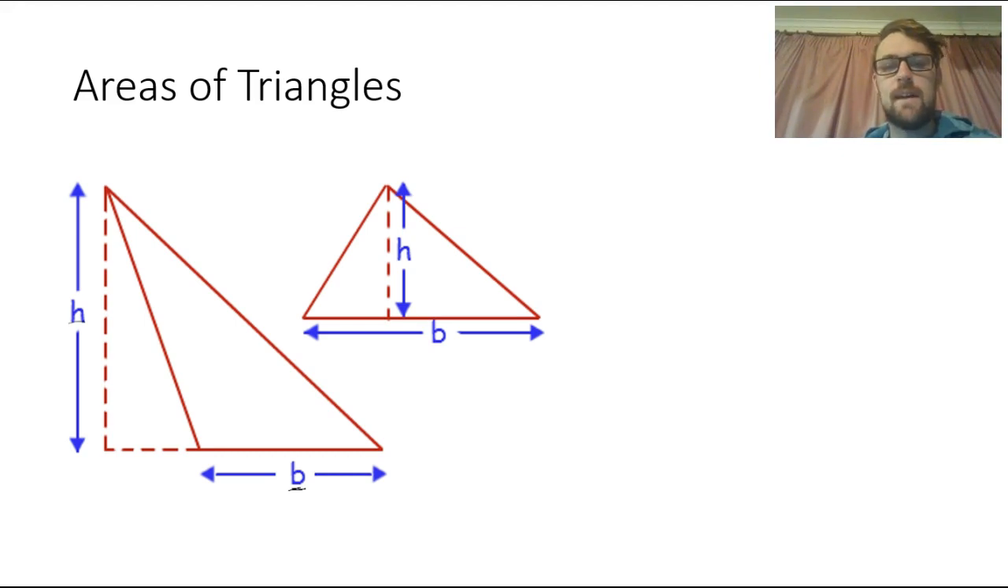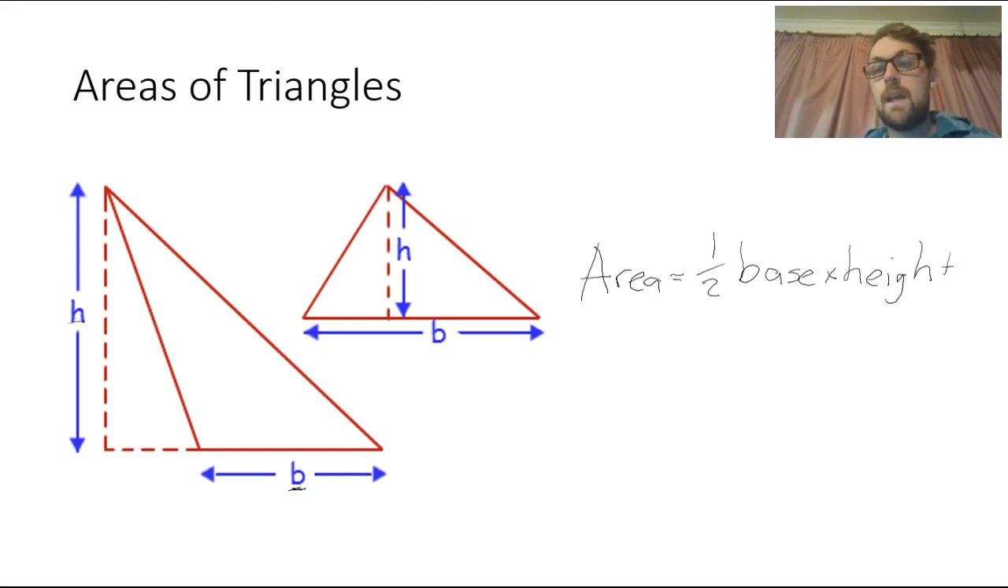So the dashed lines are not part of the triangle, just the solid red lines, and we know that the area equals half the base times by the height. Okay, now we can simplify this. We don't have to write it with the full words. We can write area equals half b h, or b times h, same thing. So we know this formula, and we're going to have a look at a new one today.